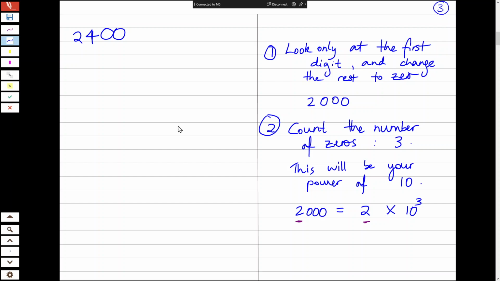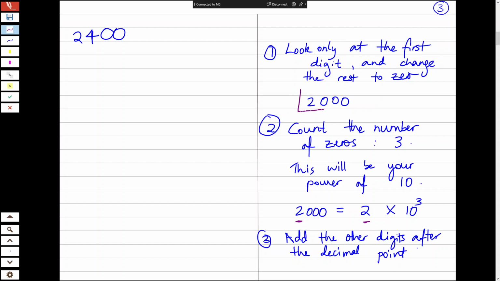And then the last thing you want to do is add the other digits after the decimal point. So here, which digit did we change to 0 at the beginning? Talia?